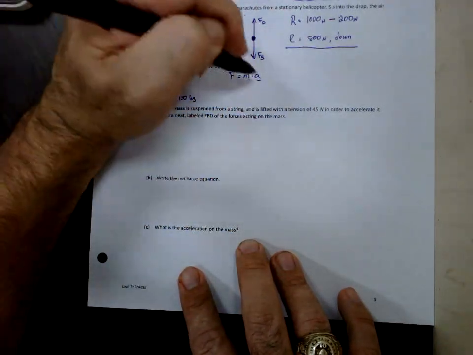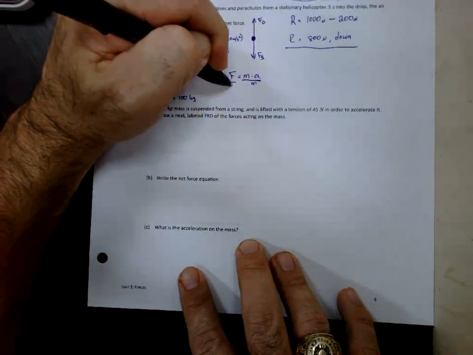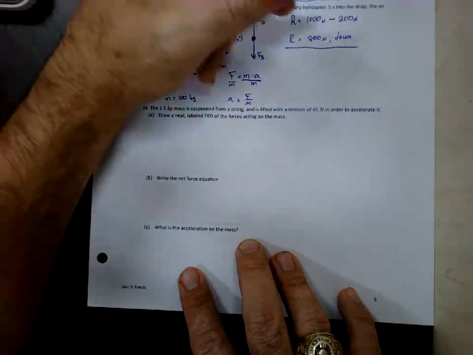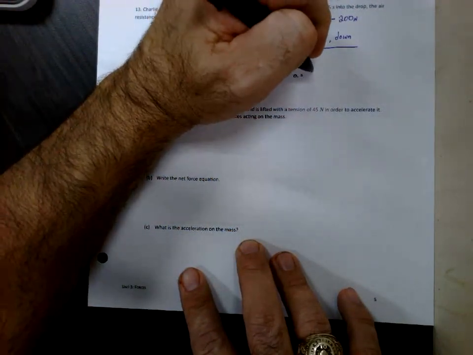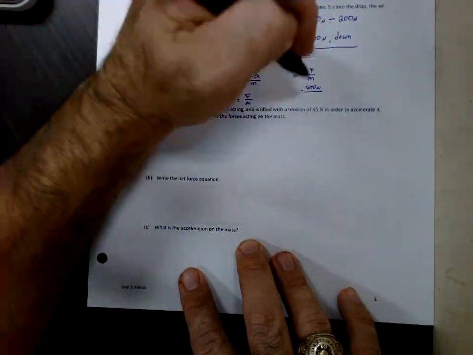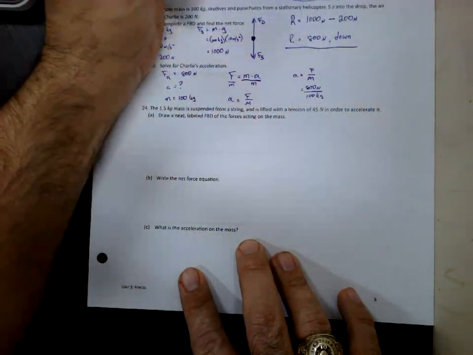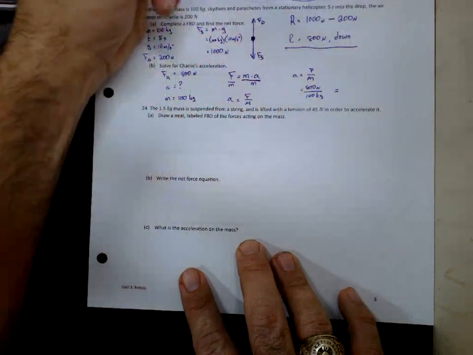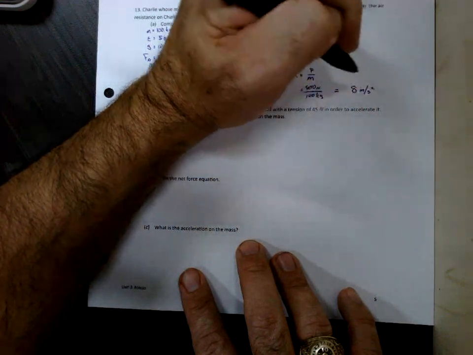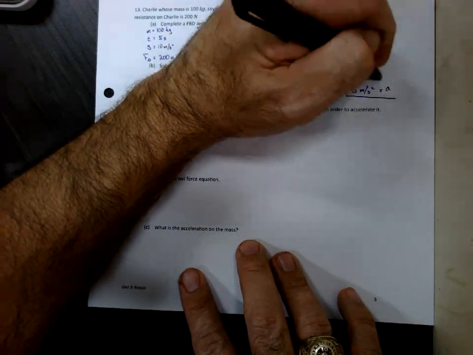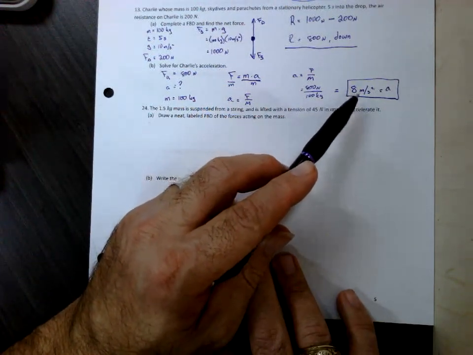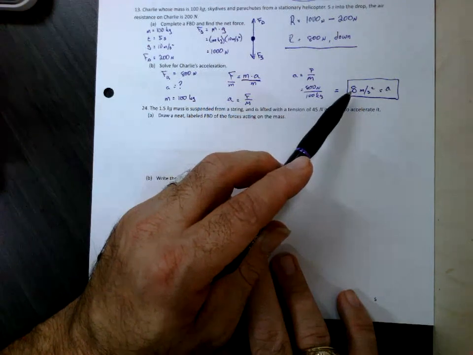Now, it's Newton's second law, force equals mass times acceleration. If we solve for acceleration, that means we're going to divide both sides by mass, and acceleration equals force divided by mass. So acceleration equals 800 newtons over 100 kilograms. 800 divided by 100 is 8 meters per second squared, which is Charlie's acceleration.